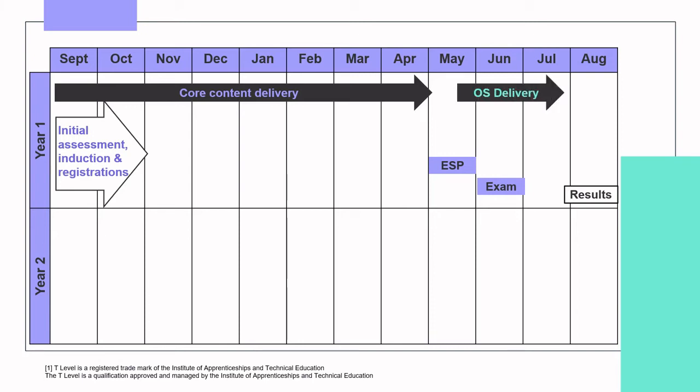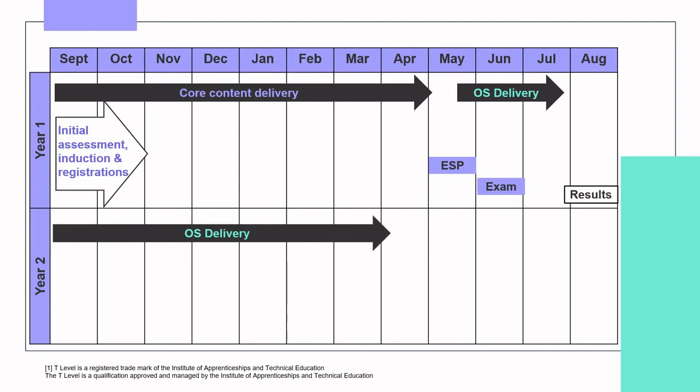Once the core content is finished, you might actually have some time to begin some of the occupational specialism content. And then beginning year two, you will continue that delivery of the occupational specialism content. You may need to plan for a resit opportunity of the core exams or the employer set project, or maybe even both, with results then being released in March.